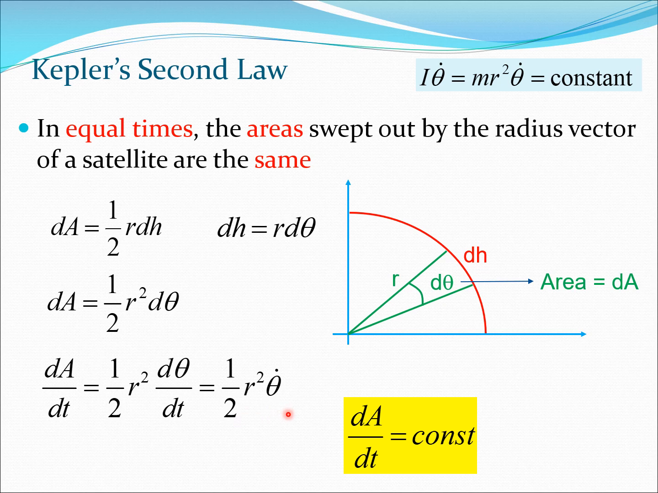Now recall from our previous discussions about the orbit equation, we know that r squared theta dot is a constant, and therefore dA by dt is a constant. So that's the mathematical form of Kepler's second law. It looks somewhat more cumbersome when you actually write it out in English, but the math form is very simple. That is, dA by dt is constant.